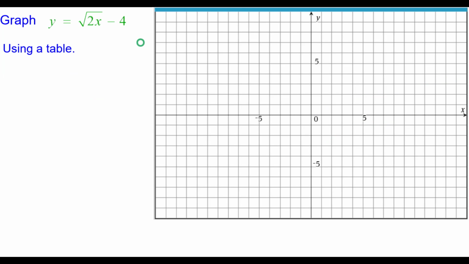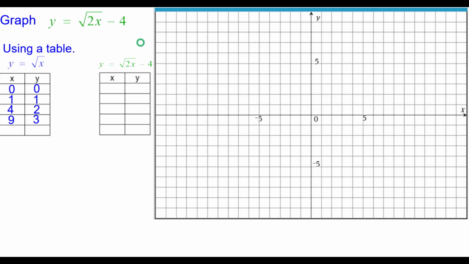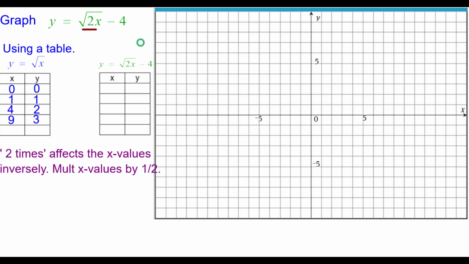Using a table, these are the 4 points we normally use for the square root function. The 2 times affects the x values inside the radical, and it does that inversely, which means we multiply the x values by 1/2, the reciprocal of 2. So 0 times 1/2 is 0, but 1 times 1/2 is 1/2. And so we'll go ahead and finish, get 2 and 9/2 for the x values.